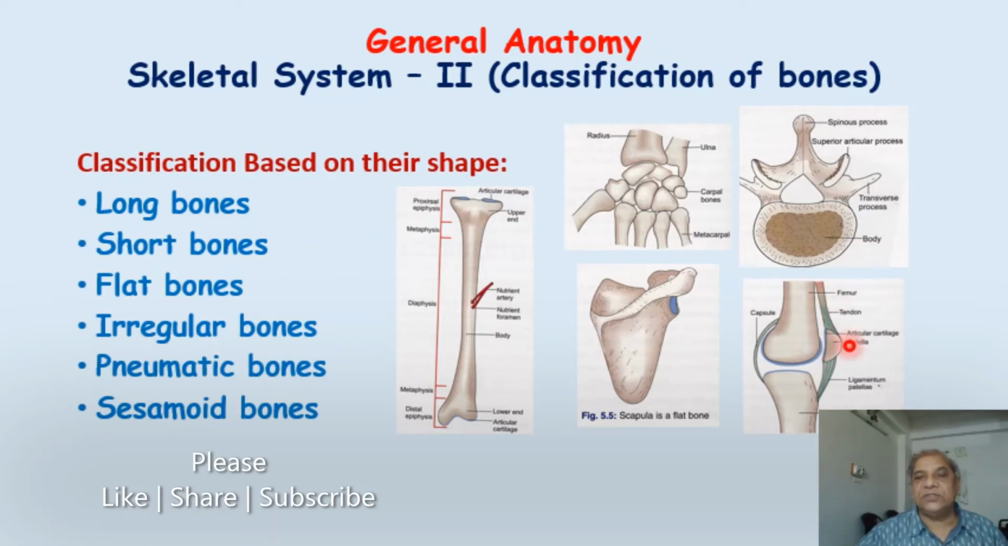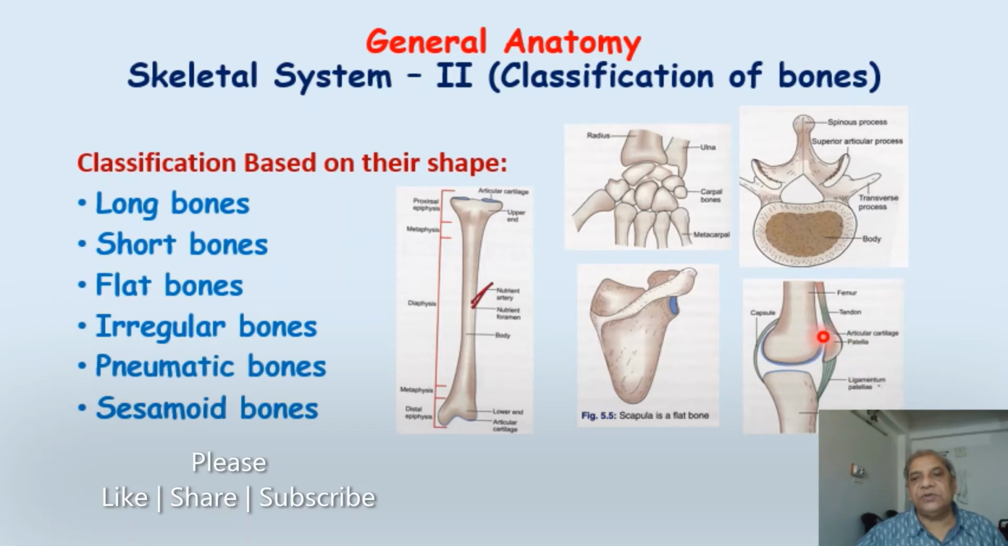This is also changing the direction of the pull of the force, because the tendon can change its direction at its proximal and distal end of the attachment. So a change in the direction of the forces is also possible because of the presence of the sesamoid bone.